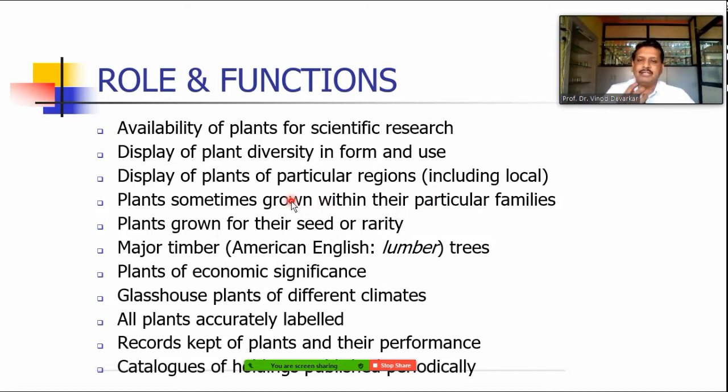Such observations are also noted: in particular botanical gardens, a group of families or a group of members is planted there. The plants are grown by seed and rarity. Some botanical gardens are dedicated to planting rare species in those areas. So it is the conservational approach for developing such botanical gardens. The major timber trees and plants of economic significance can also be noted there.